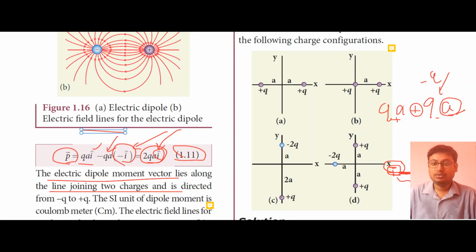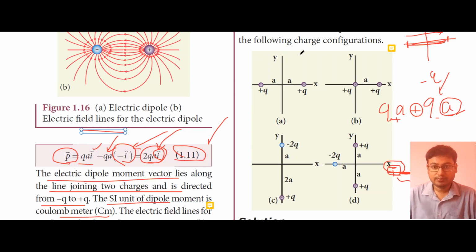Okay, suppose you have charges on the positive x-axis and the negative x-axis. Then the dipole direction will be starting from the negative towards the positive charge, lying on the line joining the charges. The SI unit of dipole moment is coulomb meter, as you can visualize from equation 1.11 itself.